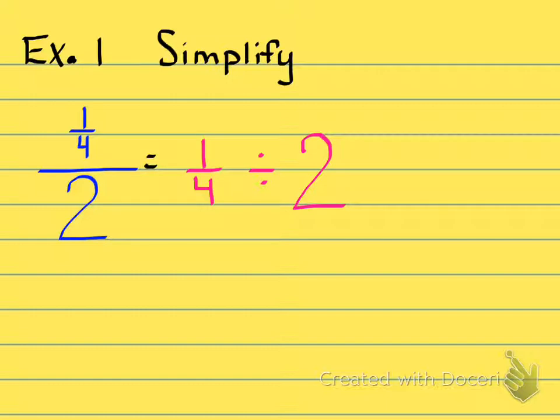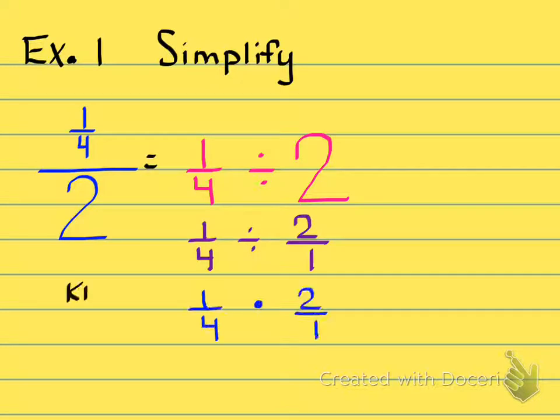Now the book omits this next step, but I just want to make sure that we're all on the same page here. So 1/4 divided by 2 over 1, because remember 2 is the same as 2 over 1. And then we need to use keep, flip, change so that we can divide that fraction. So as you can see here, I have 1/4 times 2 over 1 now. Then we're going to just cross simplify our 4 and our 2, and we get our answer, which is 1/2.